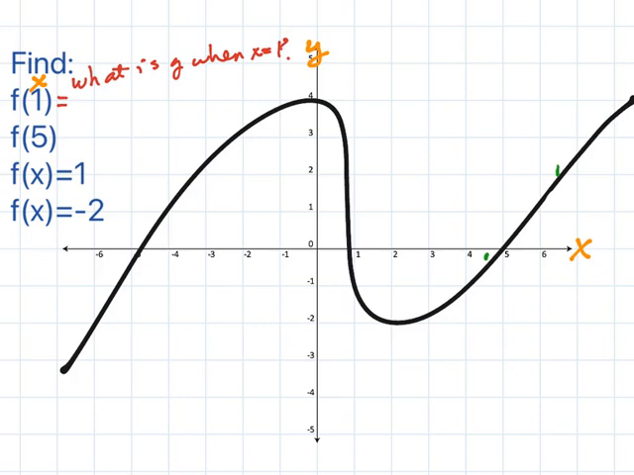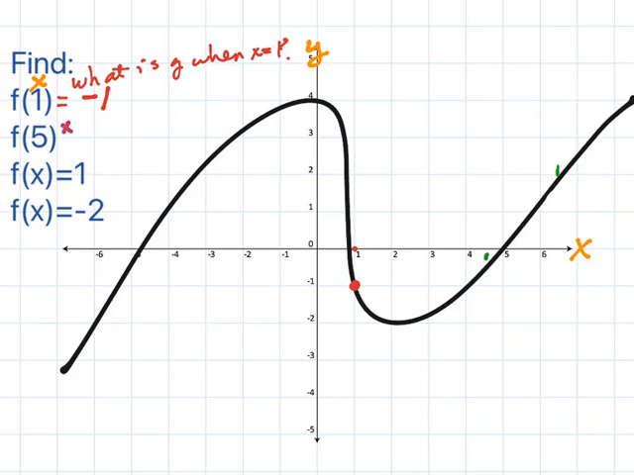So if we go to find 1, here is where x is 1. What is the y value? Well, it's kind of hard to see, but if I go down to where that graph crosses x equals 1, it's about right here. So that will tell me that the y value is -1. So f of 1 equals -1. Great. Let's move on and try the next one, which is f of 5.